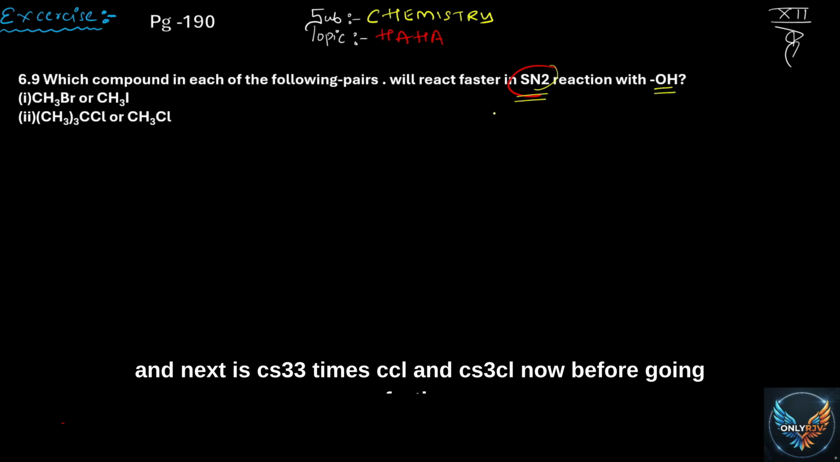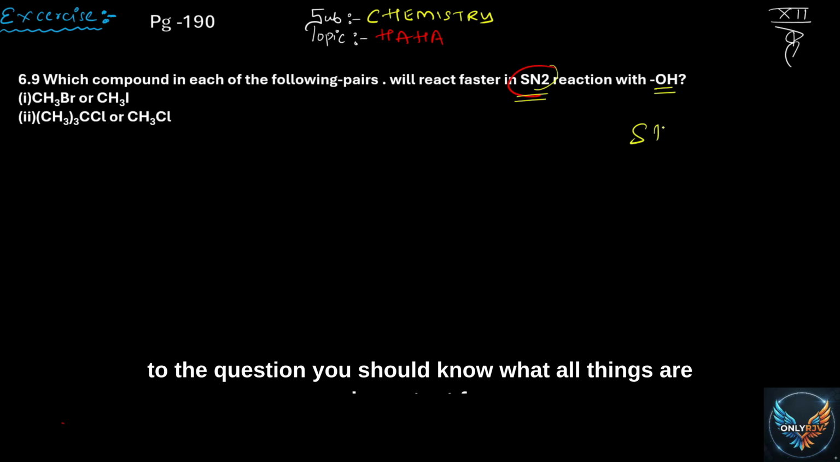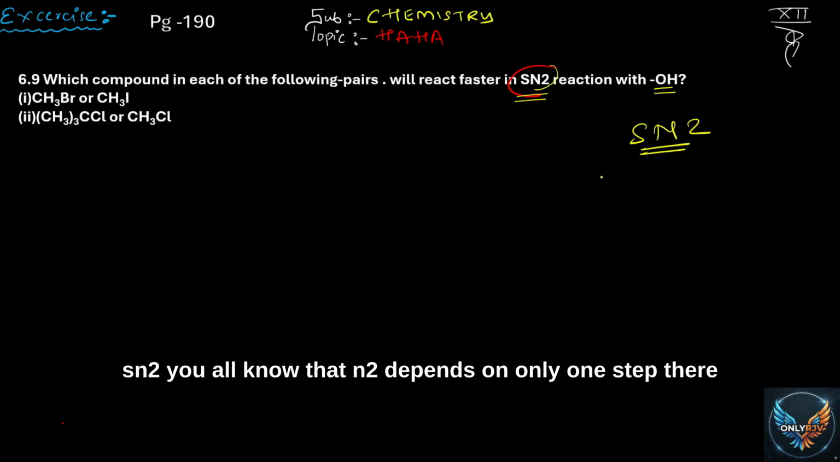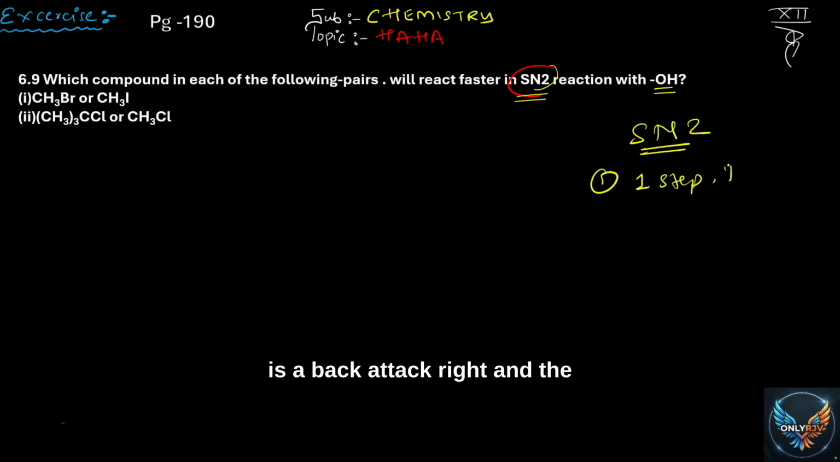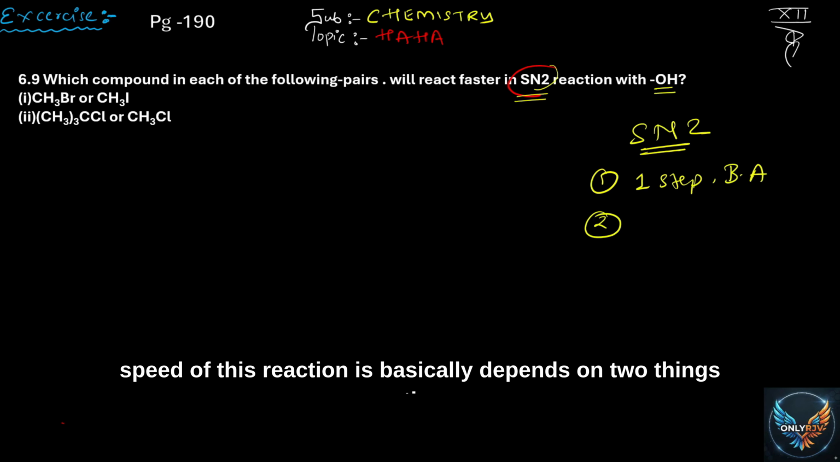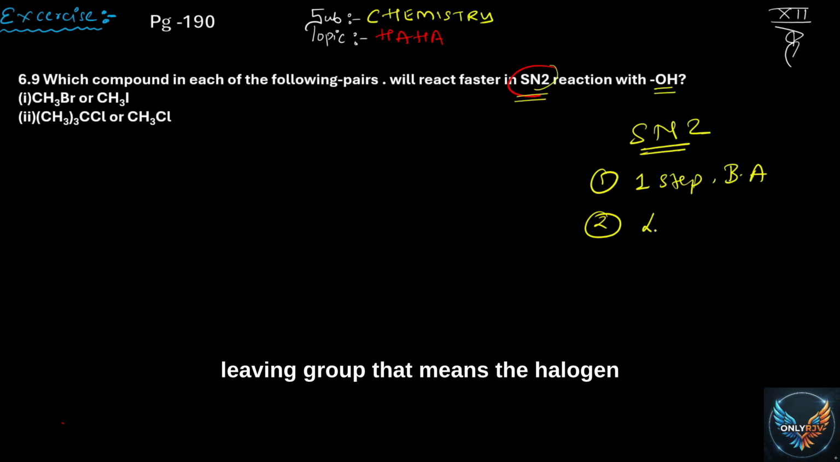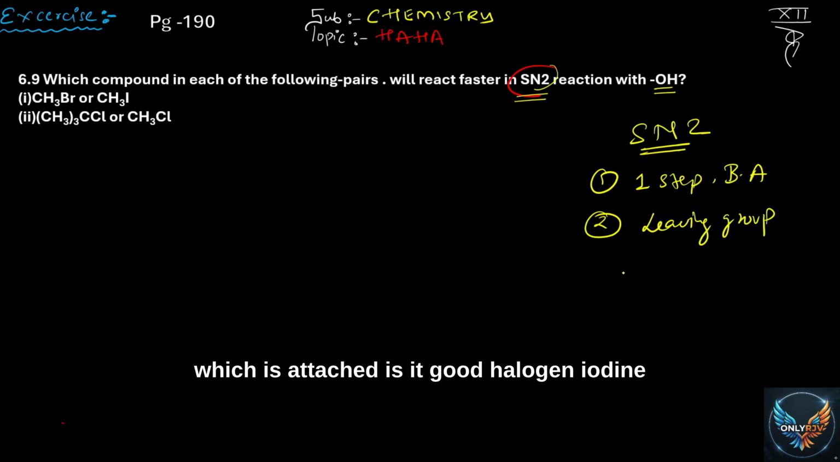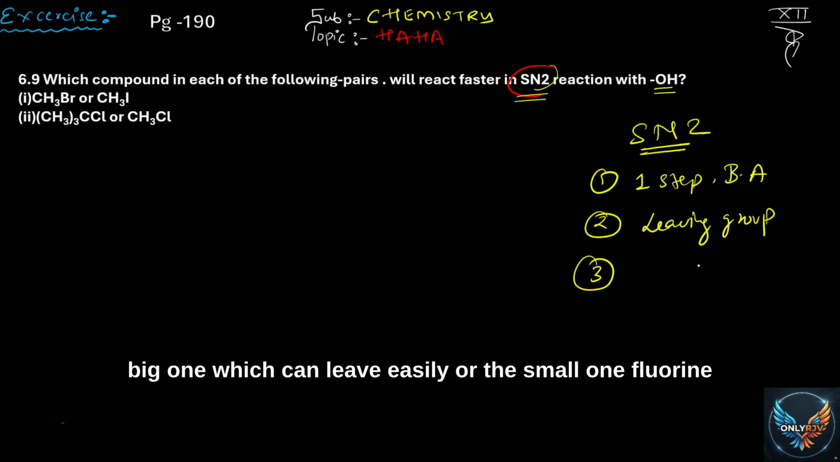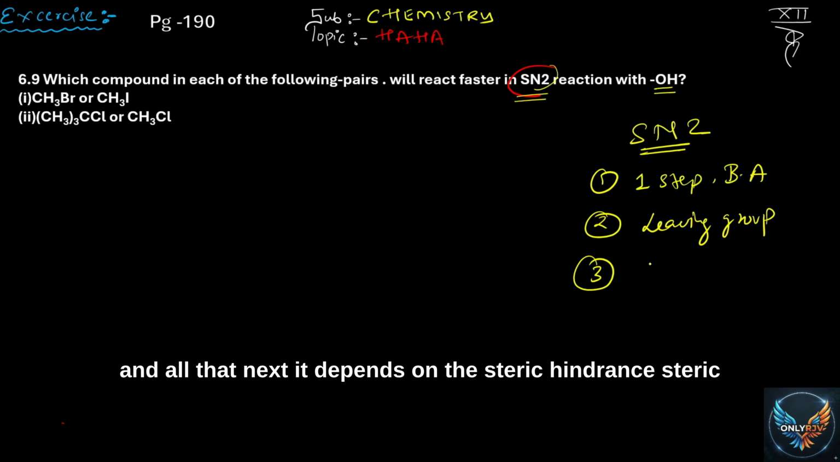Now, before going further into the question, you should know what things are important for SN2. SN2 depends on only one step. There is a back attack, right? And the speed of this reaction basically depends on two things: the leaving group, that means the halogen which is attached, is it a good halogen like iodine, a big one which can leave easily, or a small one like fluorine? Next, it depends on the steric hindrance.